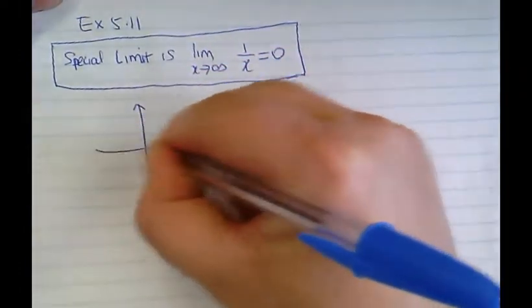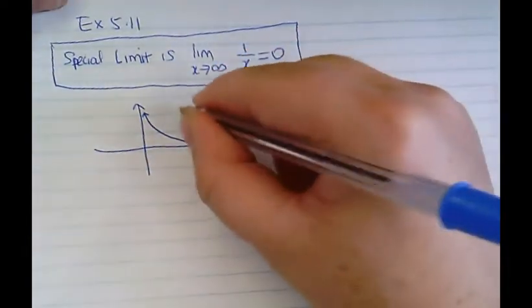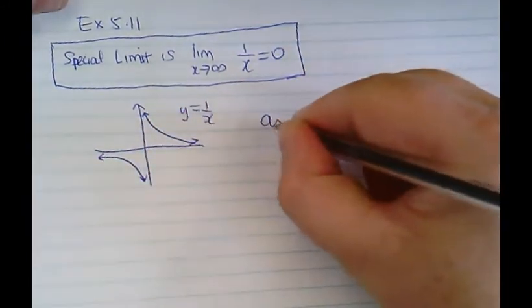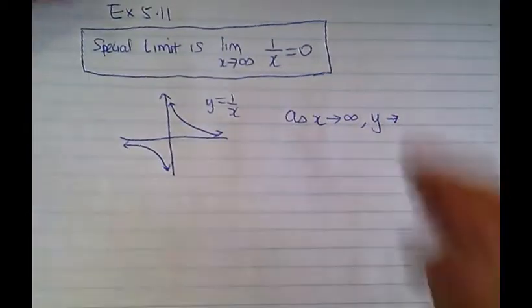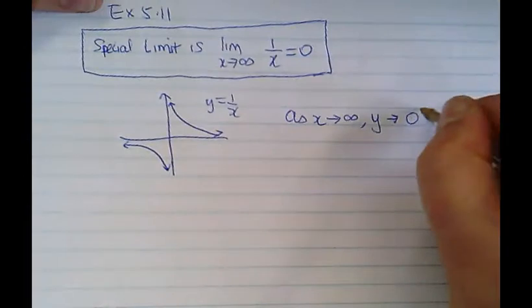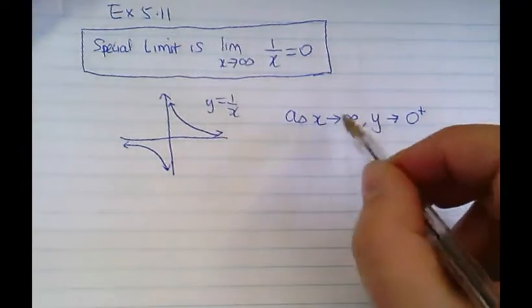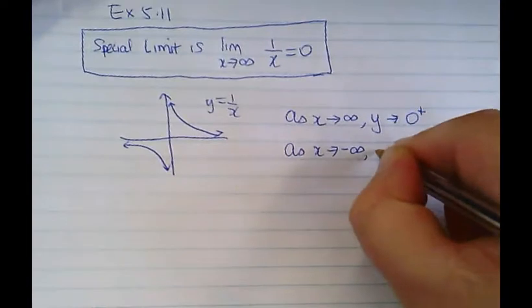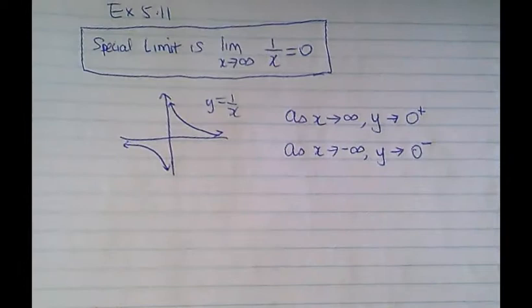Let's just have a quick sketch of this function. Can we see why the answer's y equals 0? This is the function y equals 1 on x. And we can see as x approaches infinity, doesn't y approach what? 0. You tell me if it's from above or below. Above. As x approaches infinity, y approaches 0 from above. As x approaches negative infinity, you tell me what y approaches. 0 from below. That's what that little plus and minus means.